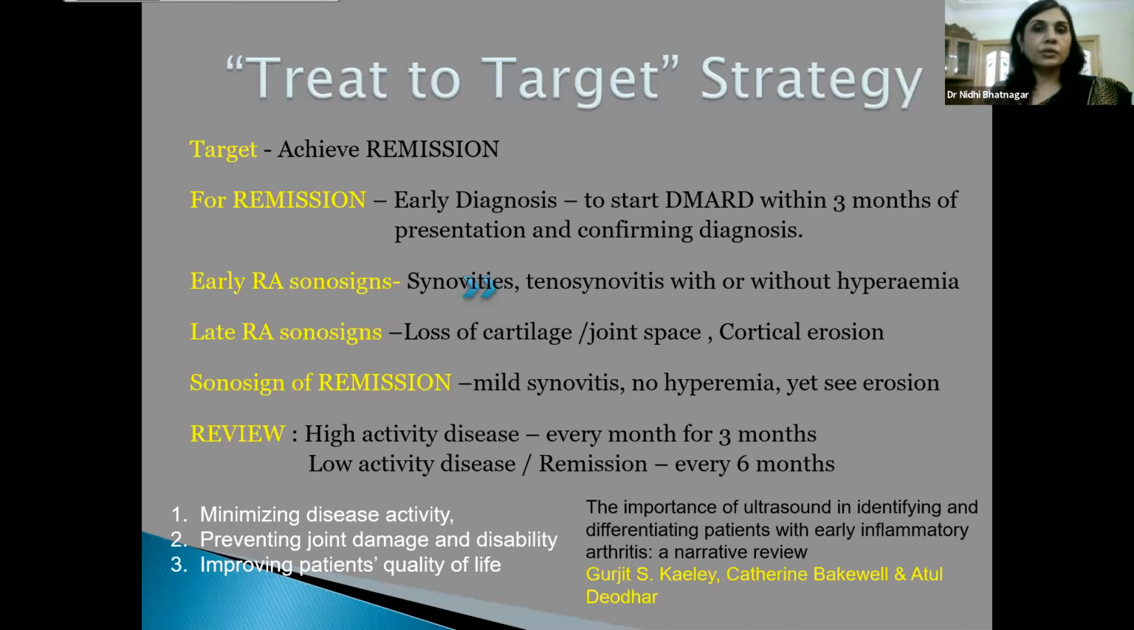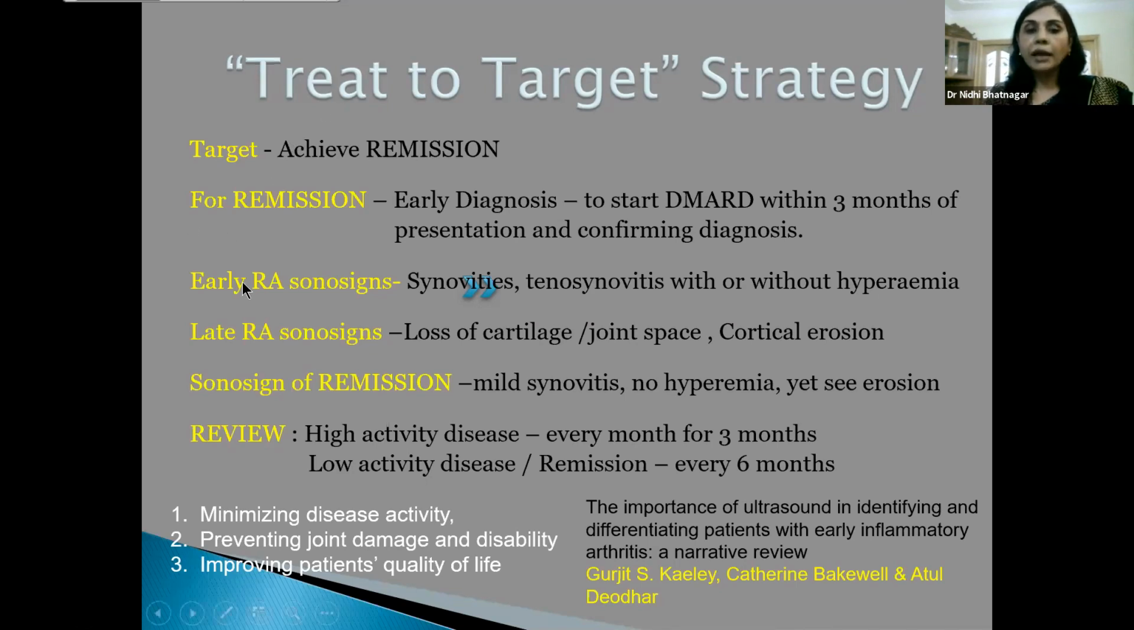Early sono signs such as synovitis and tenosynovitis, with or without hyperemia, can step in to help the diagnosis, and of course the cortical erosions. When there are cortical erosions, I think we have really lost that window period. So we have to concentrate on synovitis, tenosynovitis, and hyperemia very strongly. The sign of remission, of course, is that the vascularity will be absent. There will be mild synovitis, no hyperemia, but there will be erosions that you can see from the previous disease progression.